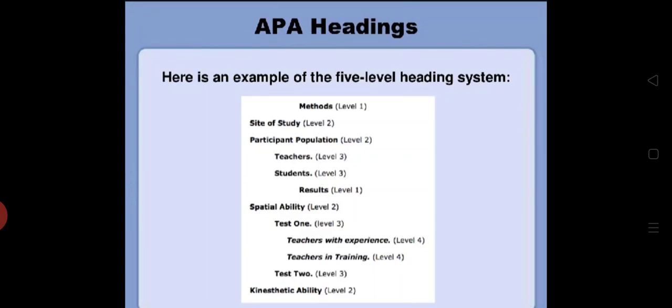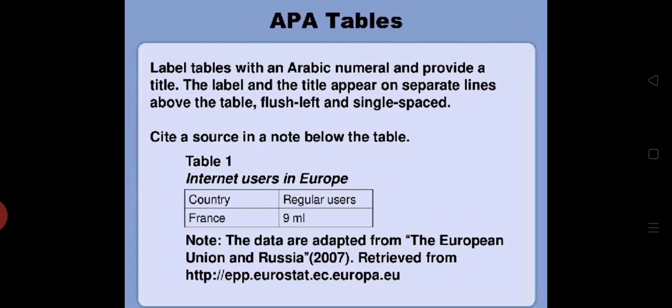And special ability, level 2, test 1, level 3, teachers with experience, level 4, teachers in training, level 4, test 2, level 3, kinesthetic ability, level 2. So this is the example format which you can follow when you are writing the APA headings.